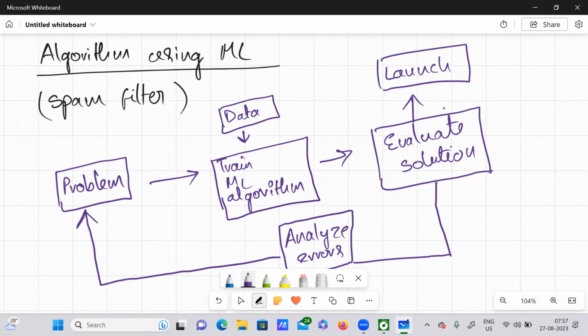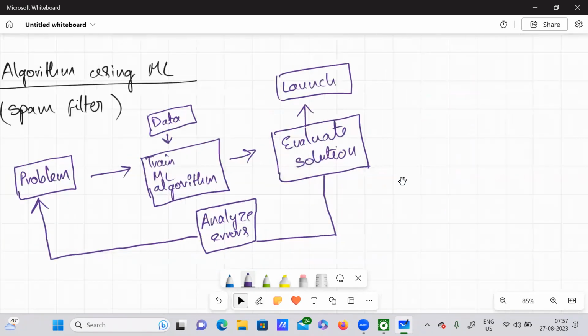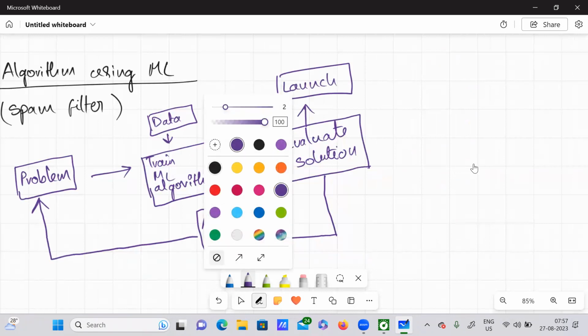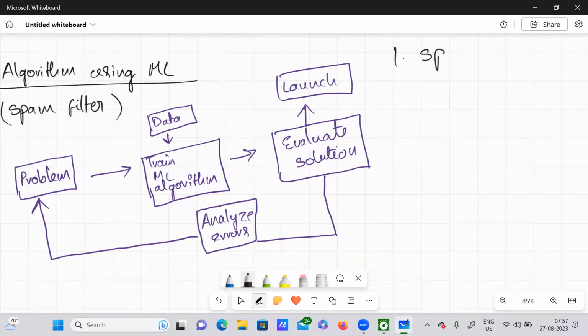This is what it is. Now, this time, I'll tell you the difference between writing an algorithm in ML and writing an algorithm using the conventional programming method. So this time, our spam filter classifies a new mail as either spam or ham. Usually, a spam filter is based on machine learning.